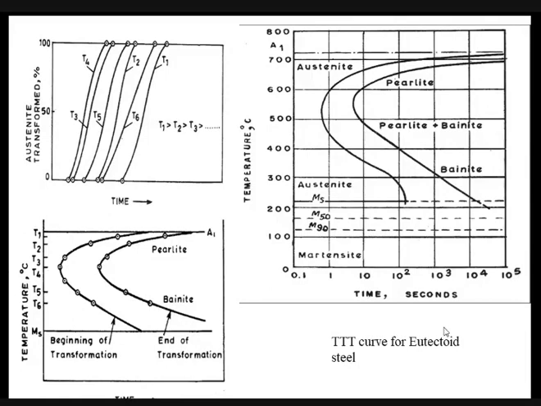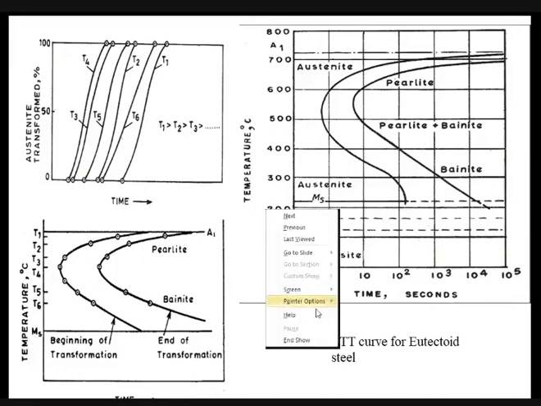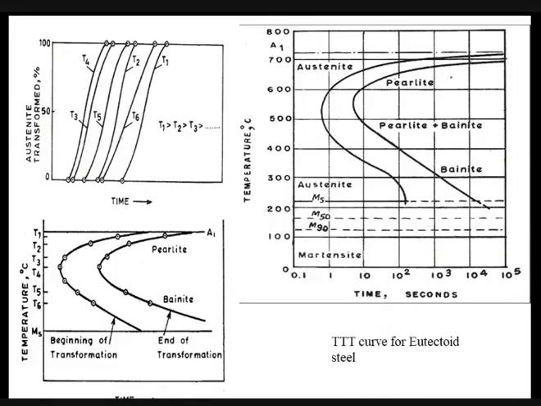So in the previous lecture, we started discussion on how TTT diagrams can be constructed. Now you can see, this is a TTT curve, time temperature transformation curve for a eutectoid steel, which contains approximately 0.8% carbon. So in this TTT diagram, this region is a pearlitic region. This is pearlite plus bainitic region, this is a fully martensite region, and this is bainite.